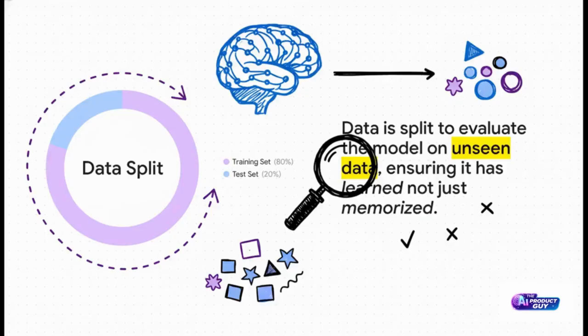So, to make sure our model has actually learned the general rules and hasn't just memorized the answer key, we do something really clever. We split our data. We take most of it, maybe 80%, and use that to train the model. That's the training set. But we keep a smaller chunk, say 20%, hidden away. That's the test set. And we use it to see how the model does on stuff it's never, ever seen before. That's the final exam. That's the real test of learning.